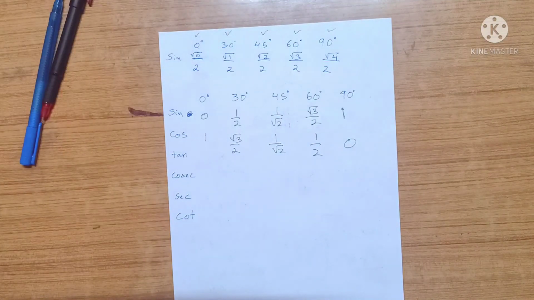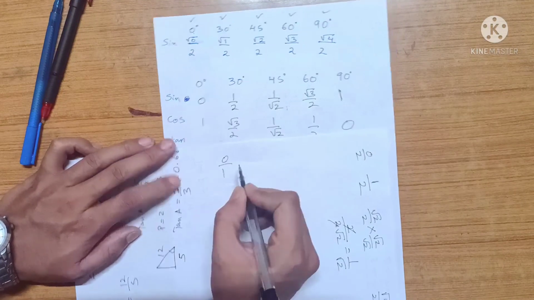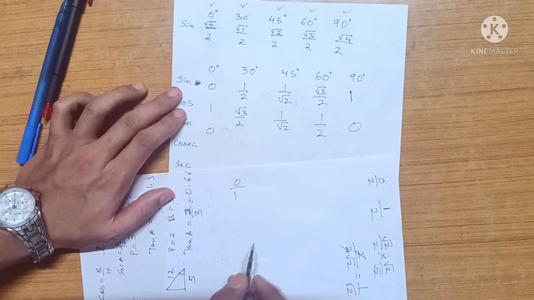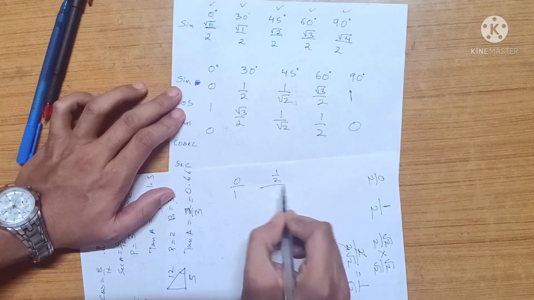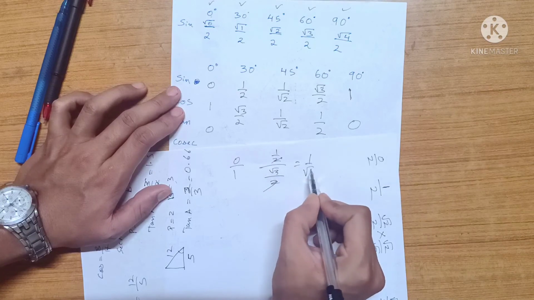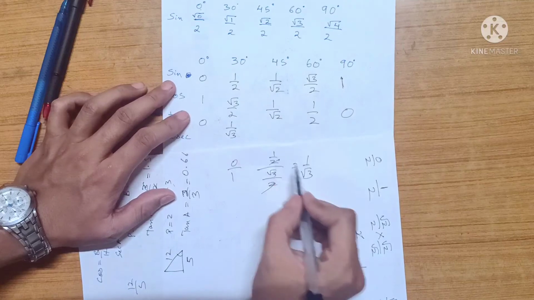Now in order to find tan, you have to divide this by this. So 0 divided by 1 is 0. 0 divided by anything is 0. If you divide 1 by 2 by root 3 by 2, you can cut the 2 and 2. What's left? 1 by root 3. So tan 30 is 1 by root 3.